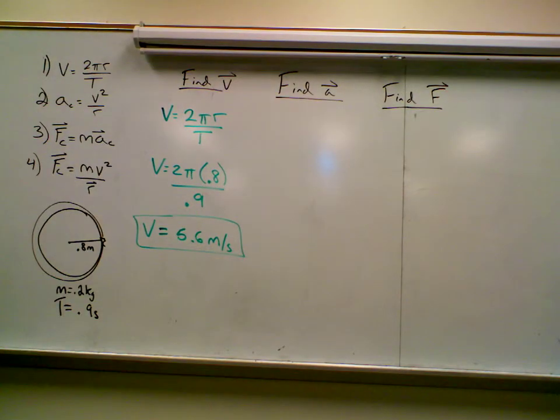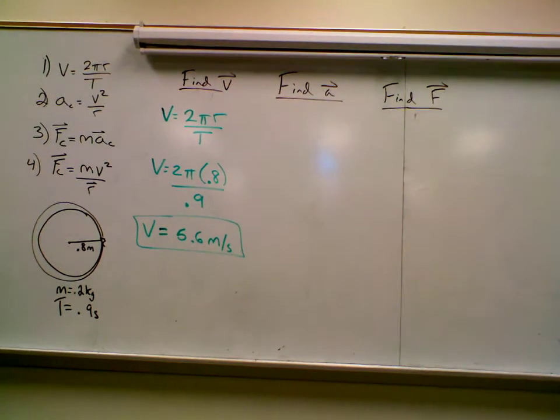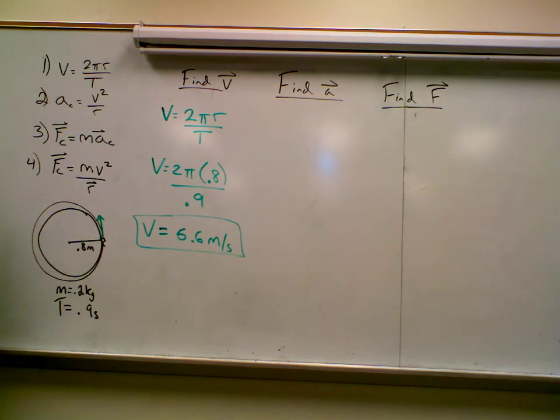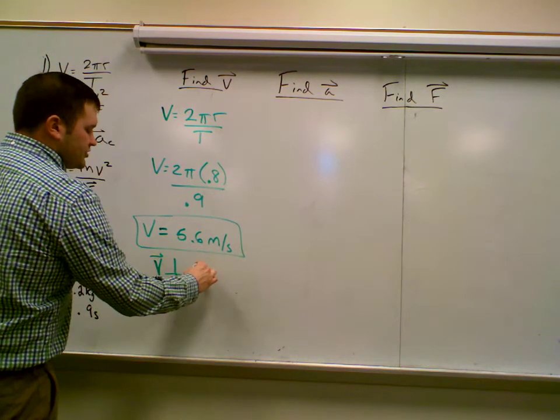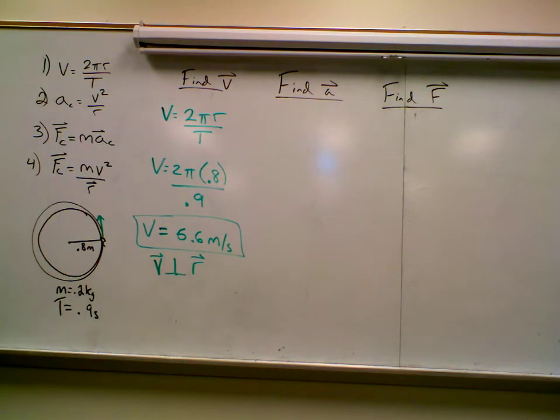There's our velocity, right? That was easy. Velocity has a direction. Which way is the direction? It's a tangent to the circle, right? Tangent. So this velocity is always perpendicular to the radius. Okay? It's always perpendicular to the radius.